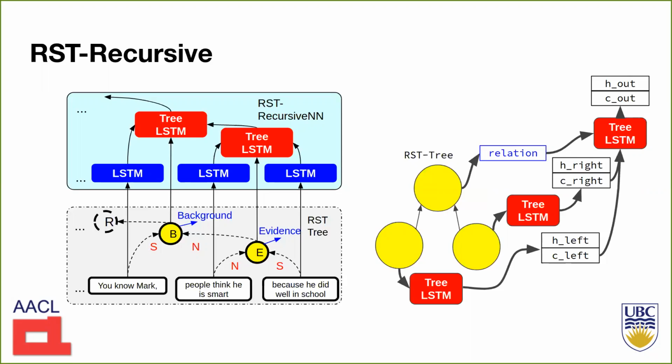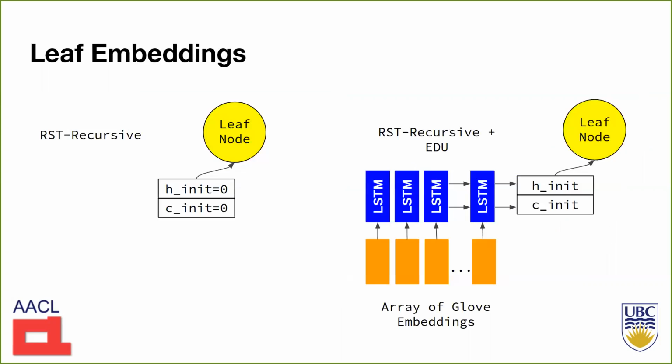For each node within the tree, the network is recursively called on both the left and the right subtree, producing representations in the form of the output, hidden, and cell states. This, together with the learned embedding for the discourse relation, are then used to compute the representation for the parent node, consisting again of a hidden and cell state vectors.